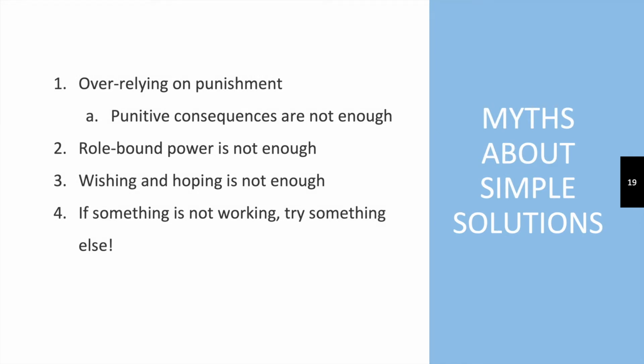Simple solutions often include over-relying on punishment. By definition, punishment results in a temporary decrease in behavior. It works at first and typically has a neutral impact. At best, it stops misbehavior, but it does not teach a replacement behavior. Punitive consequences are not enough. Role-bound power or wishing and hoping are not enough.